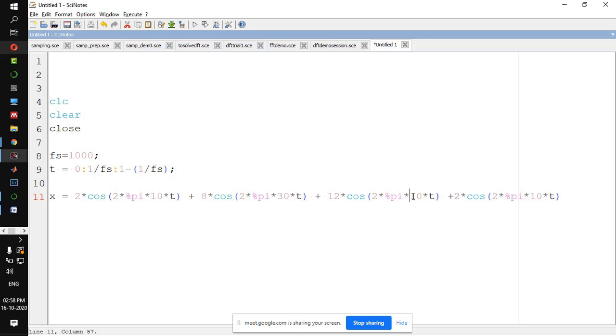Up to where can I give these frequencies? Can anybody answer me? If I give 600, is it valid? If I give 600 hertz to one of these signals, will it be valid?